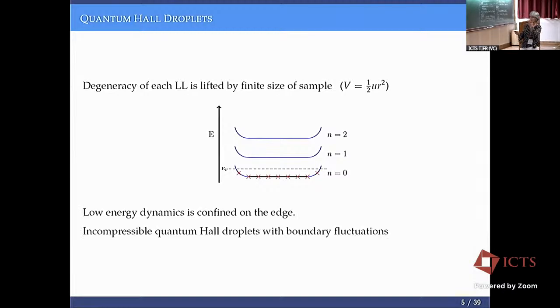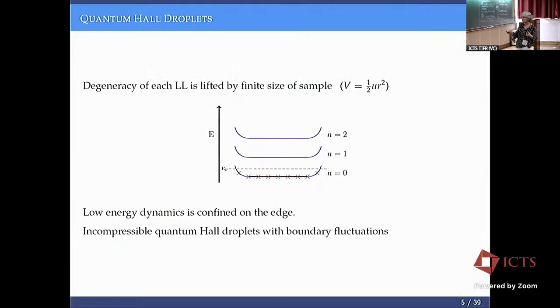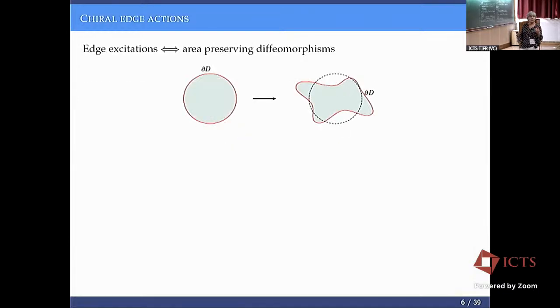And this is what we call an incompressible quantum Hall droplet that has boundary fluctuations. Incompressible because the density is constant here, and we can only deform a little bit the area that has to do with the motion of these outer electrons, a small energy effect. These are the so-called edge excitations, low energy excitations of the system, and correspond to area preserving diffeomorphisms. So we have a droplet with a fixed number of electrons, we cannot change that, so essentially the droplet just changes its shape a little bit.